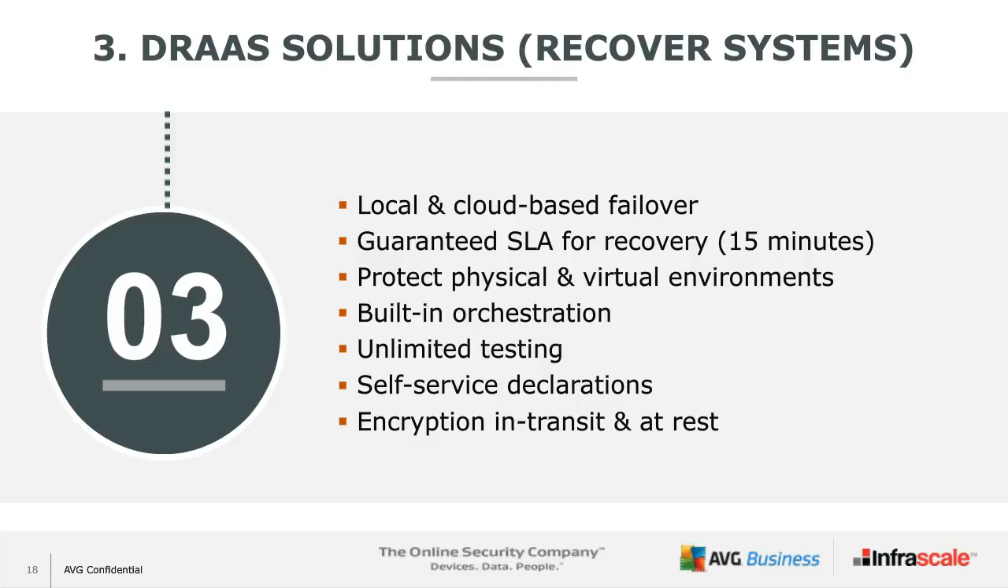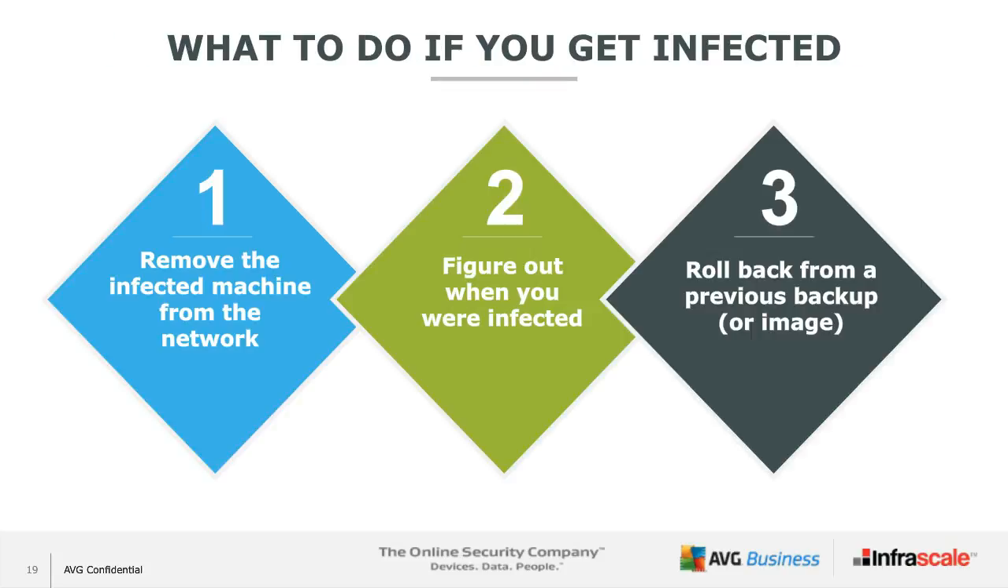All right, so I'll talk more about our solutions later, but let's keep going with the education component here. What do you do if you actually do get infected? Step one, pretty simple. Disconnect the affected machine from the network, right? Get it off the network so it can't infect others. Step two, and this one can be tricky, figure out when you were infected. A lot of people think that just because you got the ransom note today, you were infected recently. That's not true. If you get the ransom note today, you might have been infected 2 months ago. And then step three, roll back to the day before you were infected, okay?